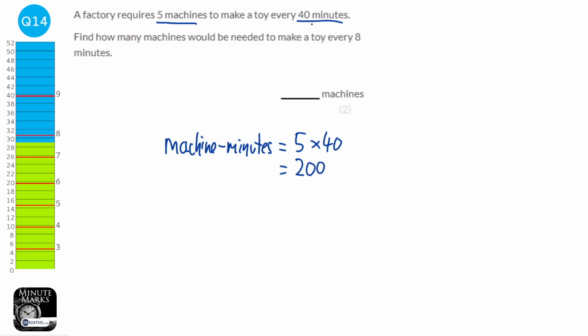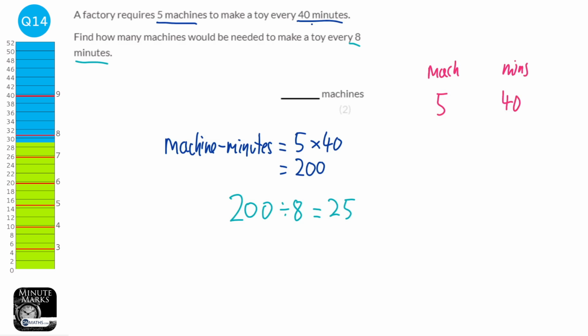Here we asked, well, okay, what if we wanted a toy every 8 minutes? So we get the 200 and we divide it by 8. And when we do that, we get 25. So if we had 25 machines, we would be able to make it every 8 minutes. And the logic here is 5 machines. So this is machines, and this is minutes, is 40.